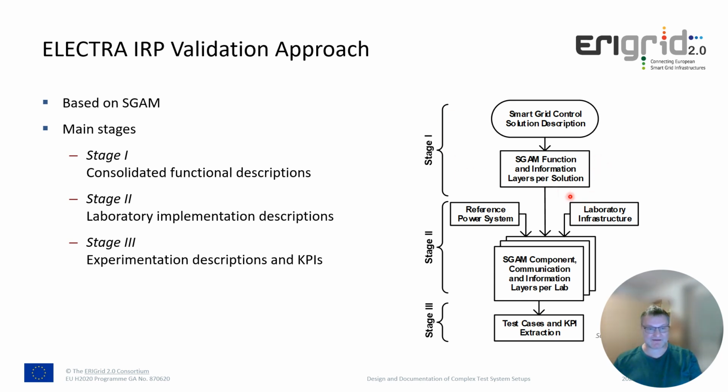Then, stage 1 consolidates functional descriptions. Stage 2 looks at laboratory implementation descriptions. So on the one hand, the laboratory infrastructure comes into play and also the reference power system. And in the third stage, you have the experimentation descriptions and the KPIs to map the SGAM description to a specific laboratory setting. Then you have the test execution, the test cases, and the KPI extraction.